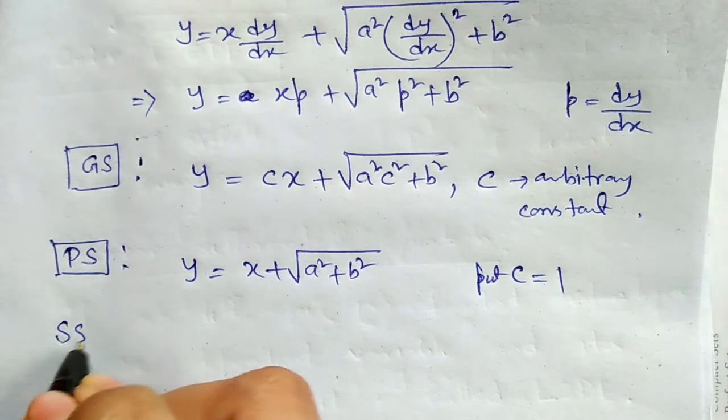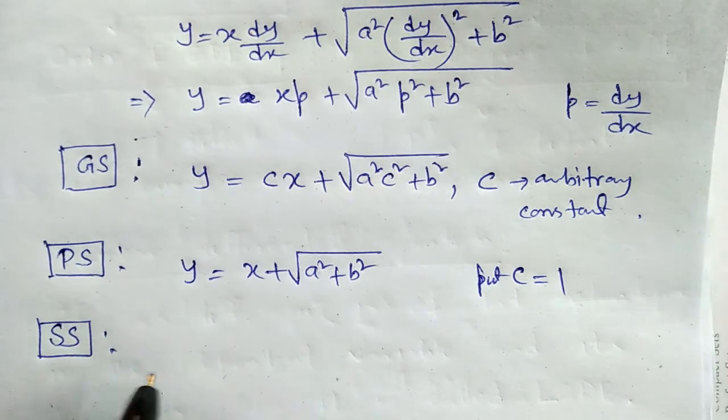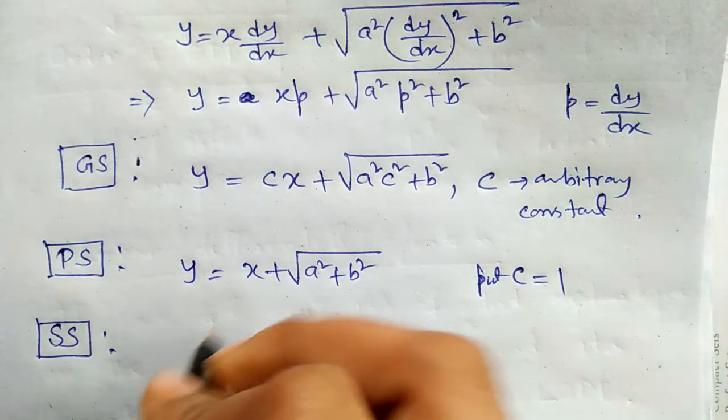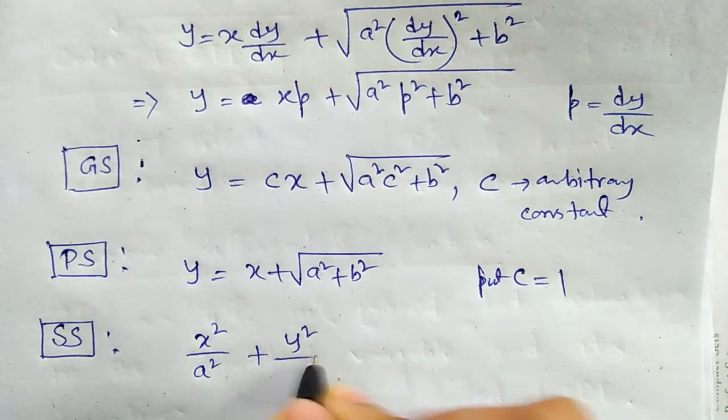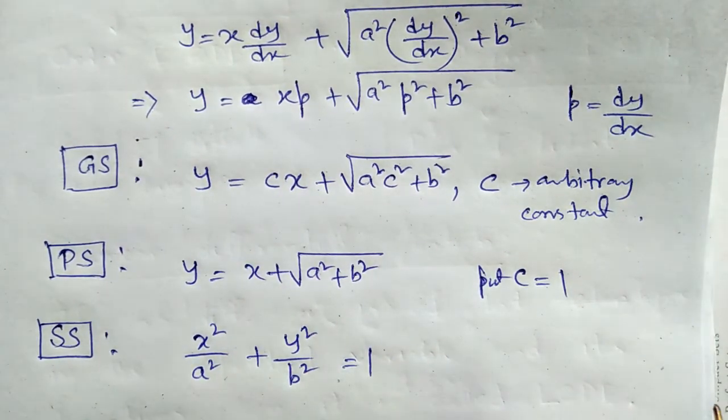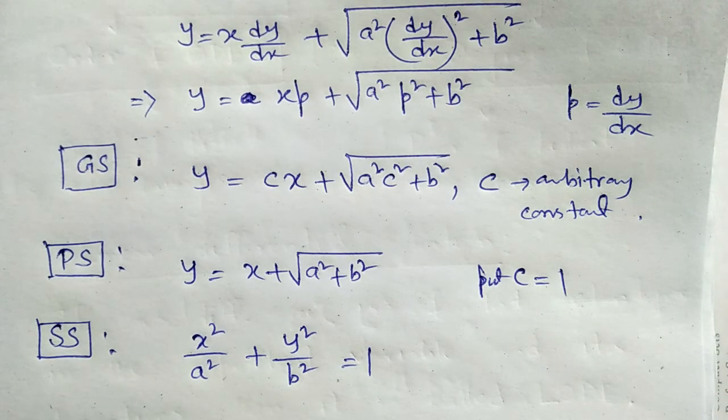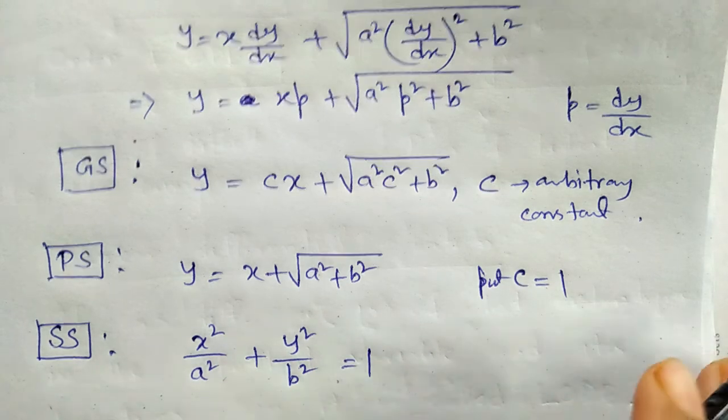Now coming to the singular solution. The form of the singular solution is x square over a square plus y square over b square equal to 1. The process to obtain each of these solutions will be discussed later. So this is the form of the three types of solution. Here we can see that the singular solution represents the equation of an ellipse.